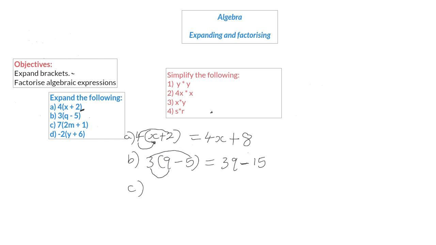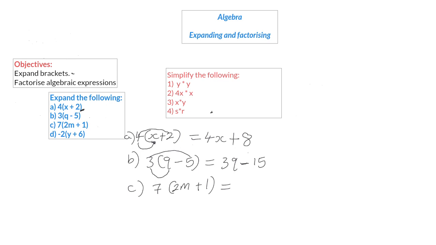You can pause the video at this point, and then you just come back and see what the result is. Okay, so imagine now, well done. If you have paused the video, I believe you can now look at what the solution is. So 7 into the bracket of 2m plus 1.